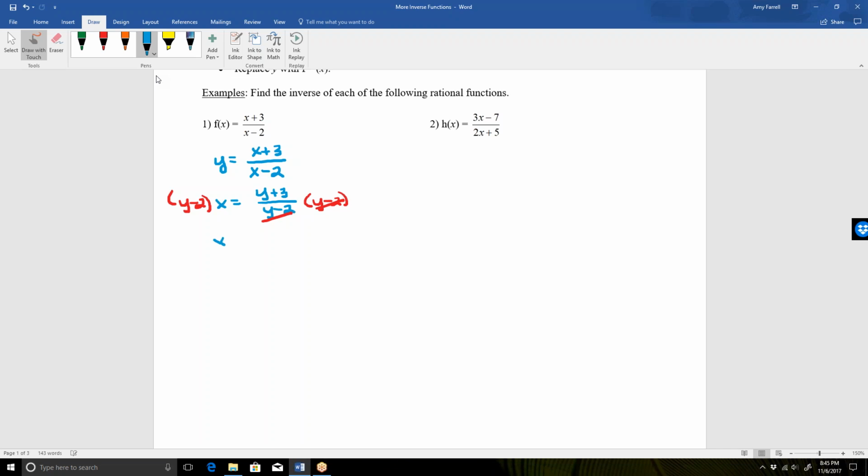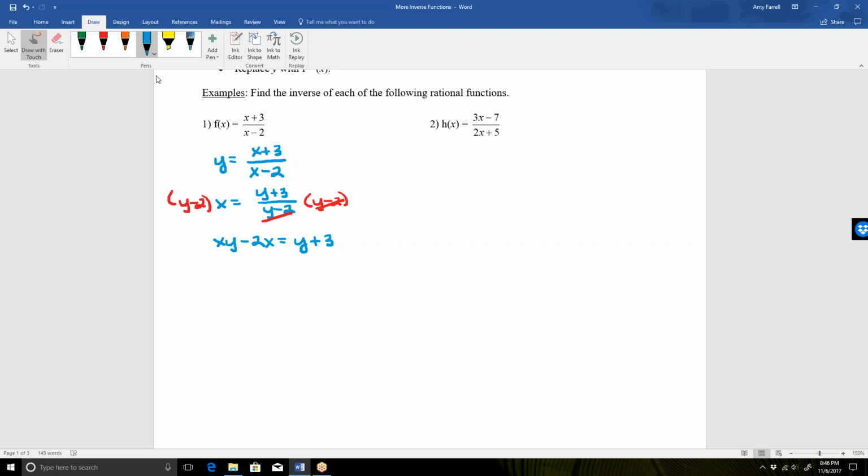So we end up having xy minus 2x is equal to y plus 3. Okay, so we're solving for y. Now, you may think, I'll just subtract 3 and I've got y. But the problem with that is this term also contains a y. So if you subtract 3 at this step, you have not isolated y, because you're going to have y on both sides of the equation.